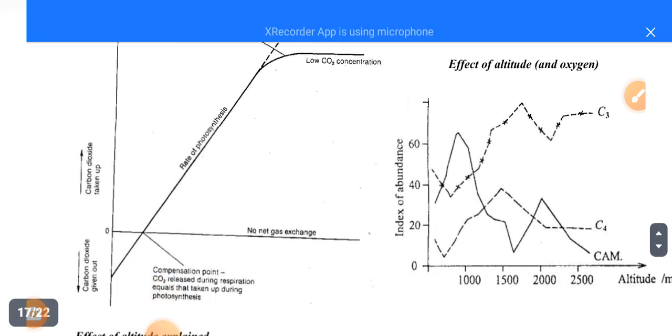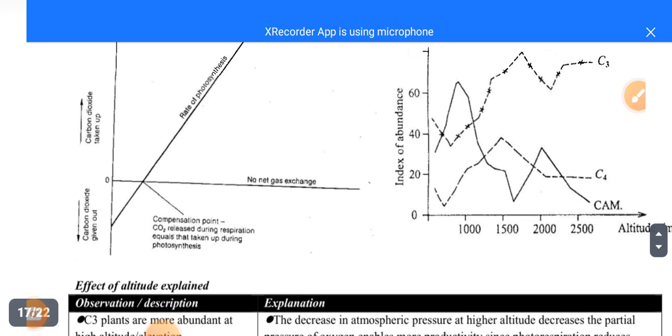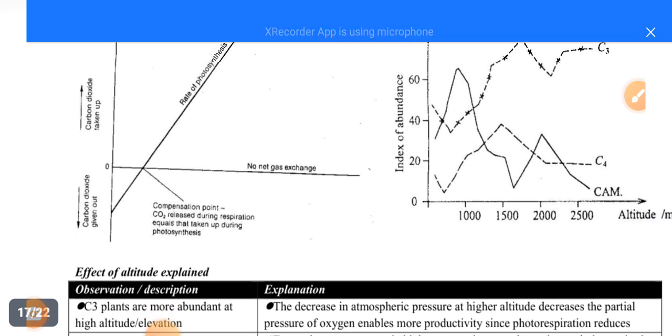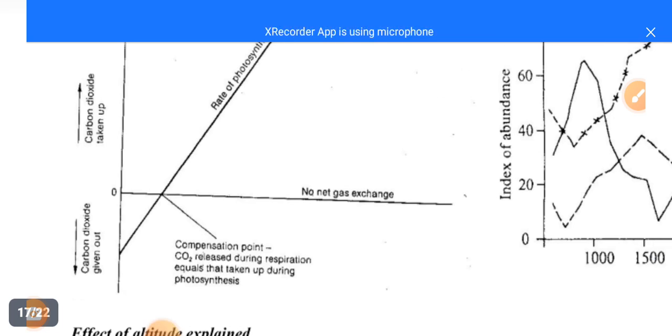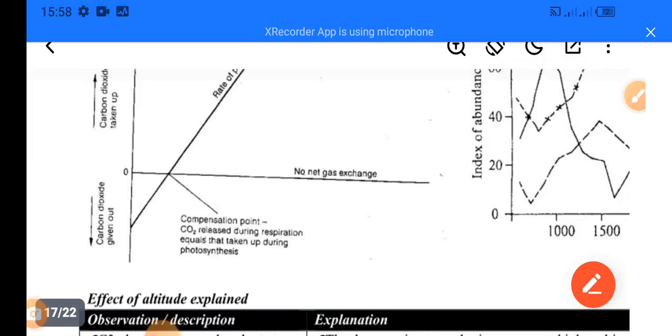You can see it on this graph here. On the vertical axis, we have carbon dioxide uptake up there, and down we have carbon dioxide given out. What we are calling the compensation point is that middle part, where carbon dioxide released during respiration equals the uptake during photosynthesis. Then here we have no net gas exchange.